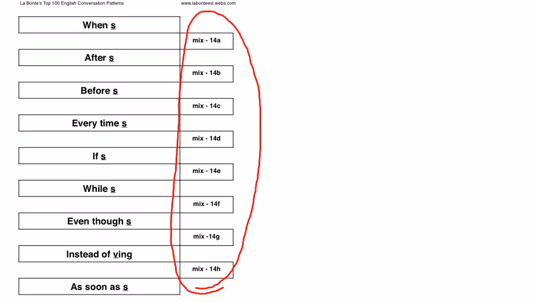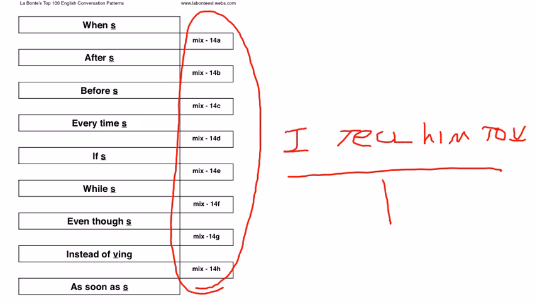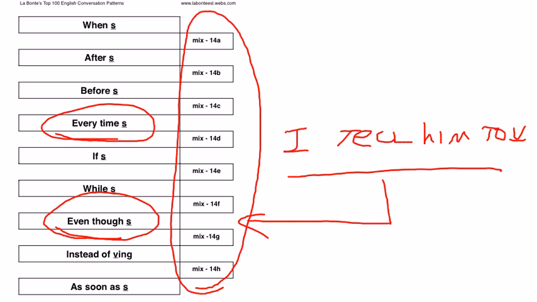In the 12th hour, we learned indirect discourse, and you can combine these. For example, when you saw him, did you tell him to go? Every time you see him, do you tell him not to smoke? Even though he was tired, did you ask him if he could help?